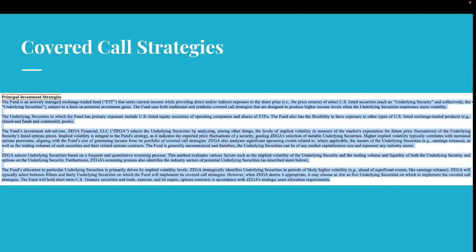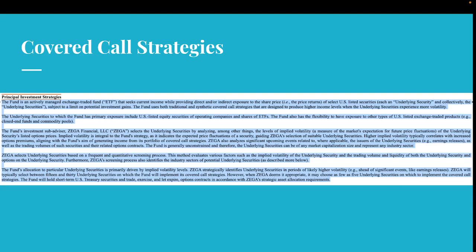The fund is generally unconstrained, and therefore underlying securities can be of any market cap and size and industry representation. Zega selects underlying securities based on a frequent and quantitative screening process. Yeah, so it's all quantitative. I love what I'm hearing so far.